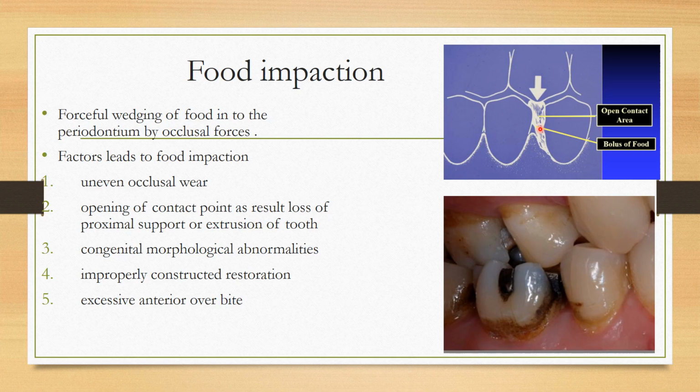So there are various factors that lead to food impaction: uneven occlusal wear, opening of contact point as a result of loss of proximal support or extrusion of tooth, congenital morphological abnormalities, improperly constructed restoration, and excessive anterior overbite.